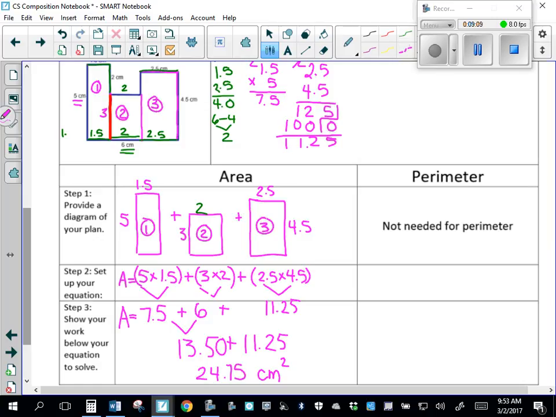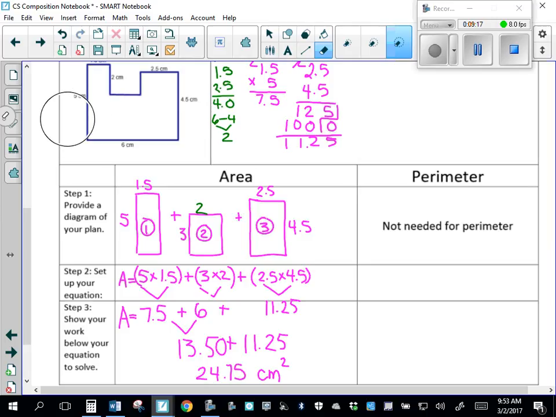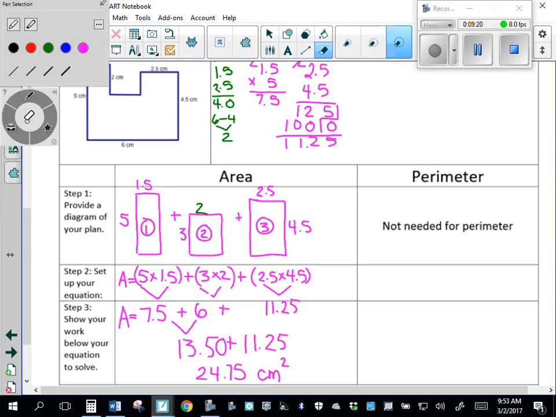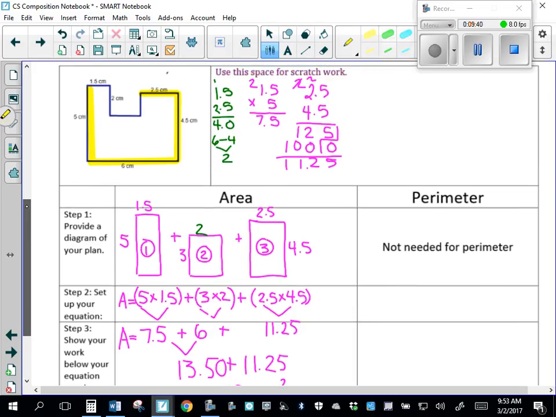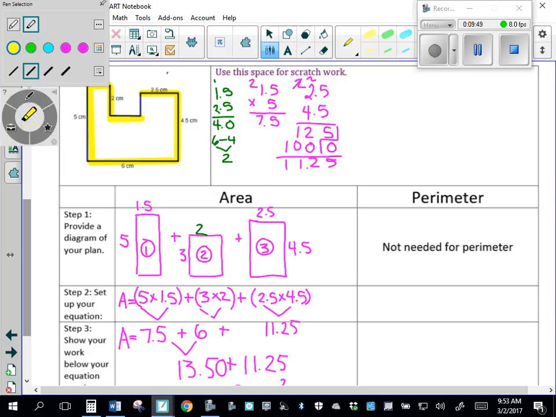The next thing I'm going to do is focus on perimeter. So I'm actually going to erase all of this and clean it up for perimeter. Remember, perimeter is distance around a shape. So for example, if I started right here, I would add 2.5 plus 4.5 plus 6 plus 5 plus 1.5 plus 2. And if you remember, we found that to be 2 just a few minutes ago.